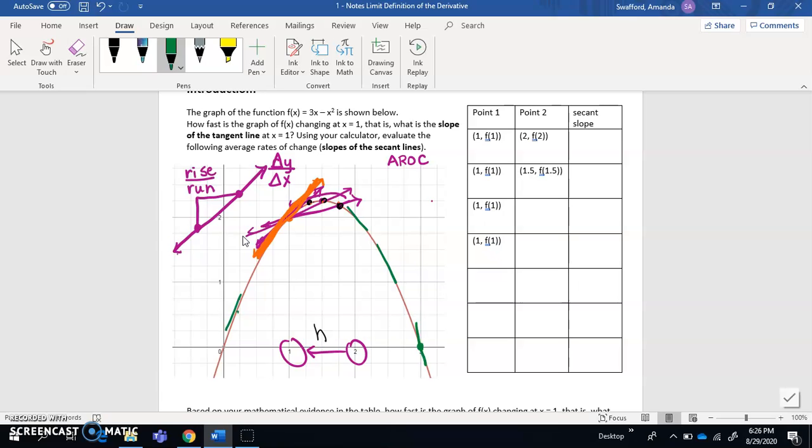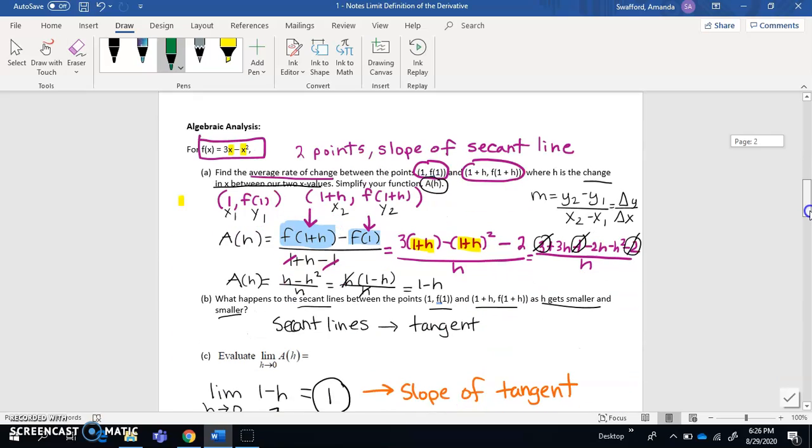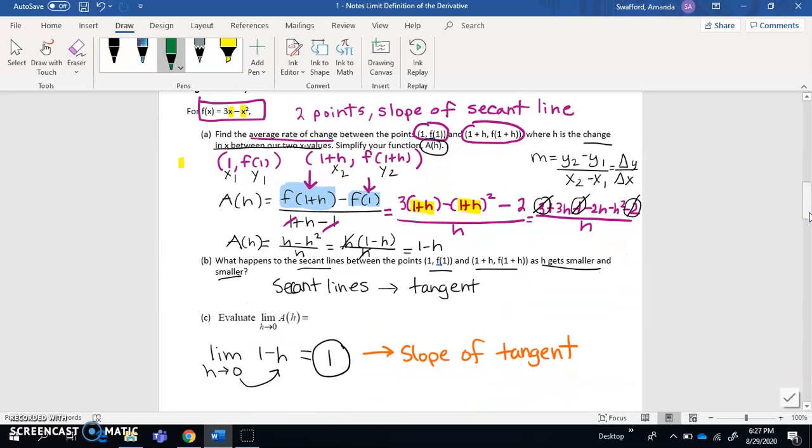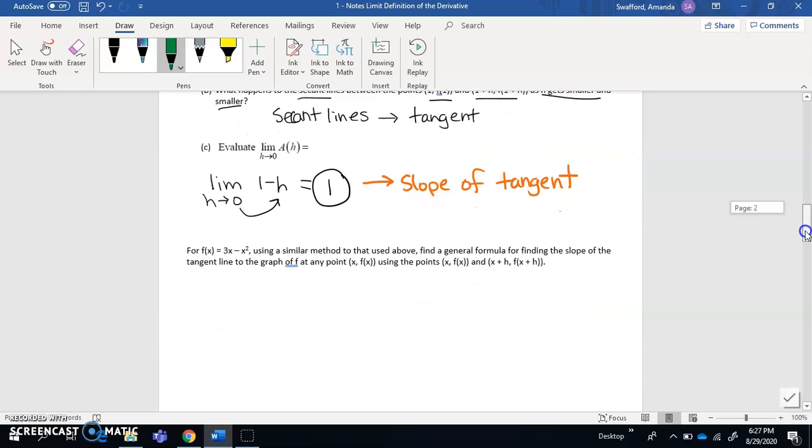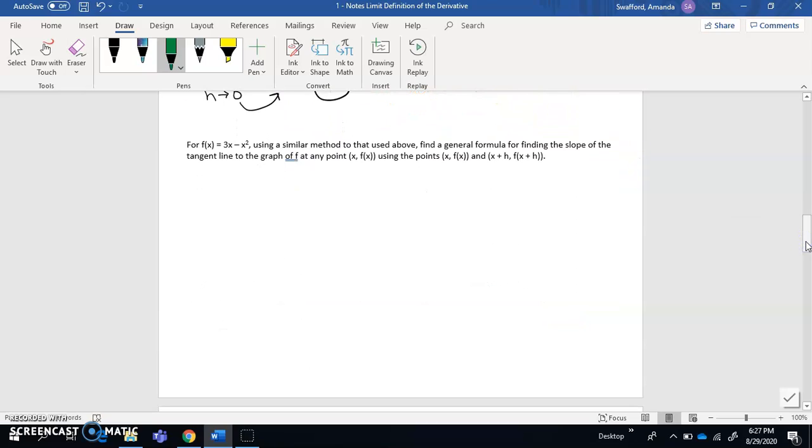Right? So we want to be able to find the slope of the tangent line at lots of values, not just at 1. Going through this process would take some time, and it would really be efficient if we could find a way to express this slope in terms of x so that we could find the slope for any x value. And that's what I'm going to go over in the next video.